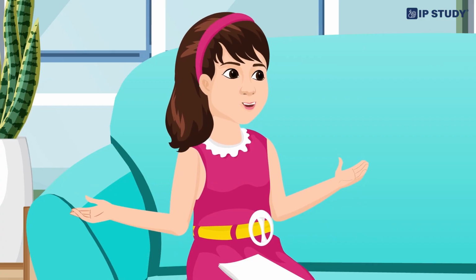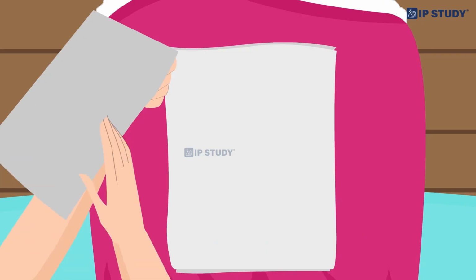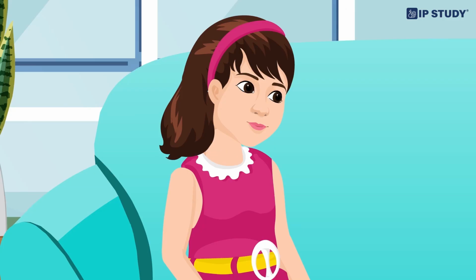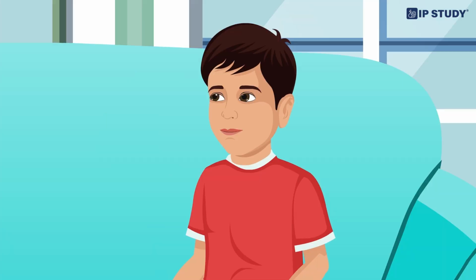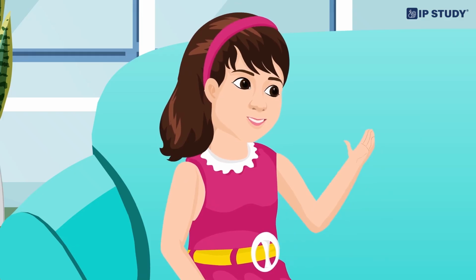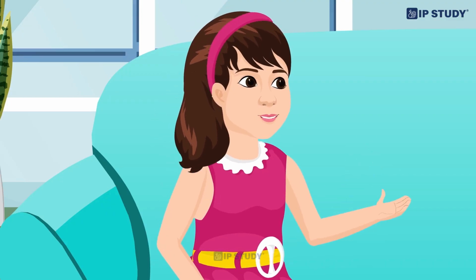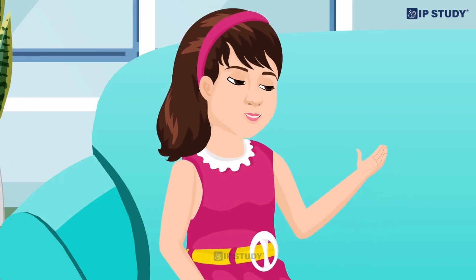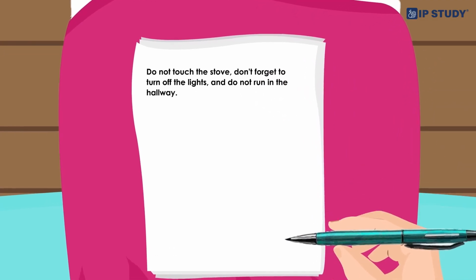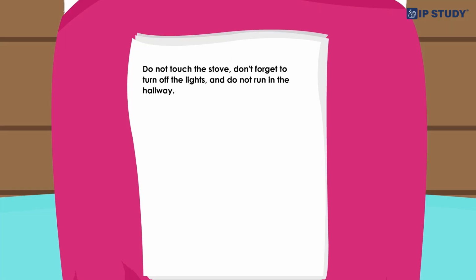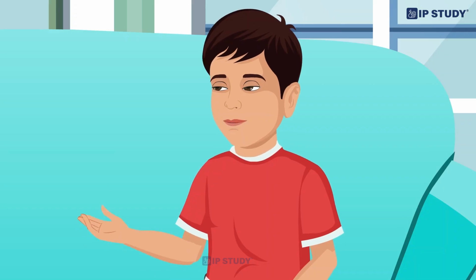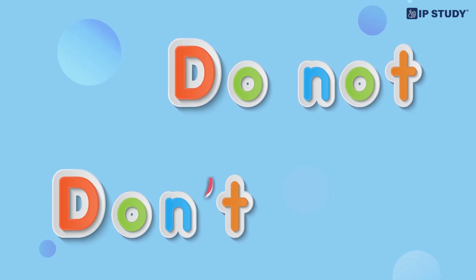Exactly. And one more thing. Negative commands or imperatives. In imperative sentences, which are commands or requests, we use do not or don't to make negative commands. For example, do not touch the stove, don't forget to turn off the lights, and do not run in the hallway. I see. Do not or don't for commands.